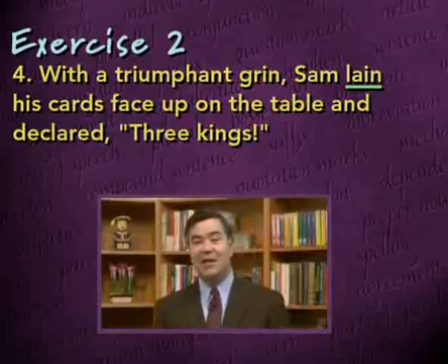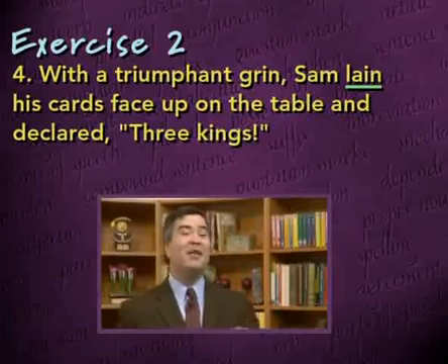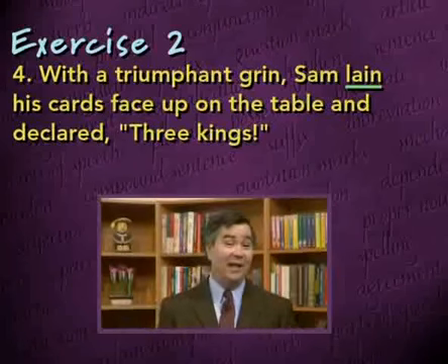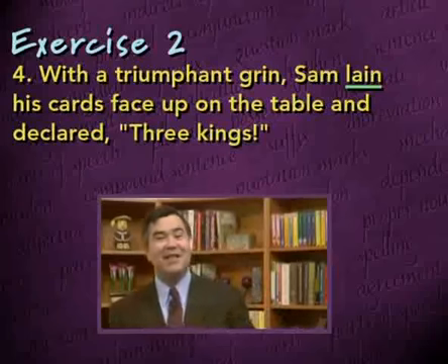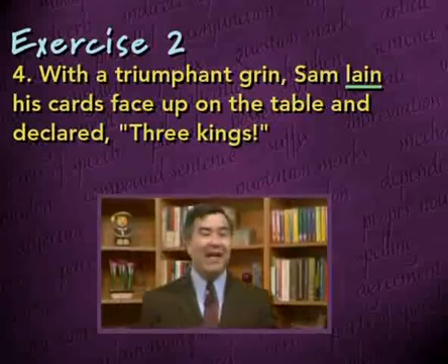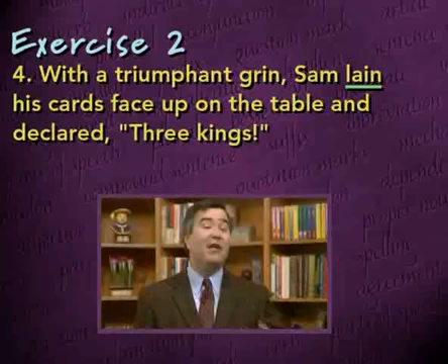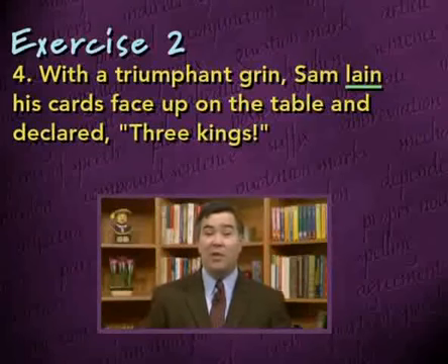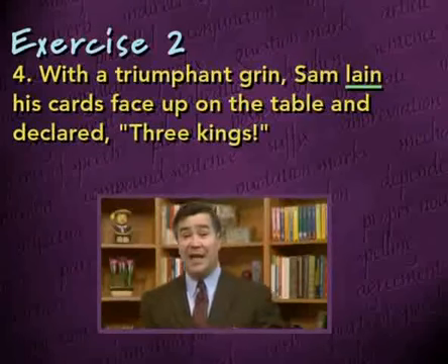In this sentence, is there a direct object or not? Is something receiving the action of the laying? Yes, there is a direct object. It's the cards. Sam is laying the cards on the table. Therefore, there is a direct object, and we want the transitive verb to lay.